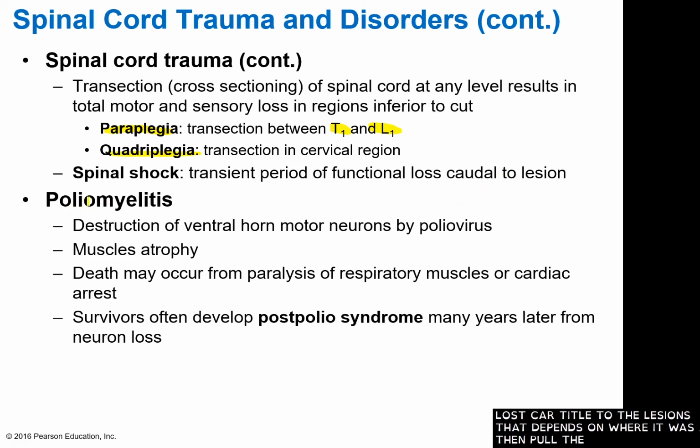And then poliomyelitis. So polio is an infective disease, thankfully eradicated. So destruction of the ventral horn motor neurons by the polio virus. So if you're destroying the ventral horn motor neurons, you're destroying that motor output. So muscles atrophy, and death may occur from paralysis of the respiratory muscles or cardiac arrest. Survivors often develop that post-polio syndrome many years later from that neuron loss, where they never fully regain that muscle output.